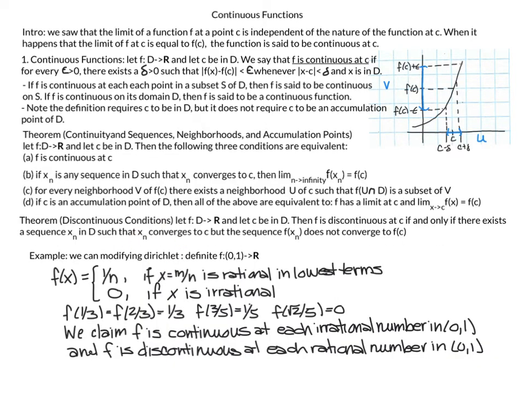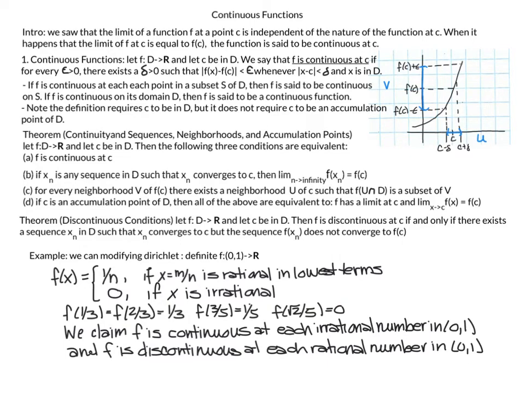We can modify the Dirichlet function so that f of x is equal to 1 over n if x is equal to m over n, rational and in lowest terms. So for example, f of 1/3 and f of 2/3 are equal to 1/3. f of 3/5 would equal 1/5. It would equal 0 if x is irrational. So f of square root of 2 over 5 would equal 0.